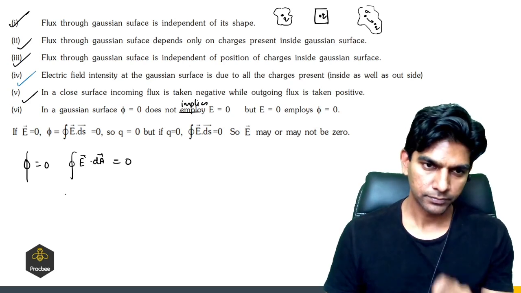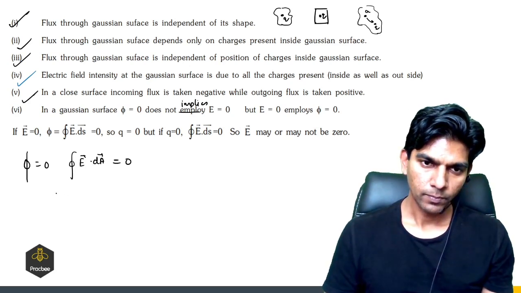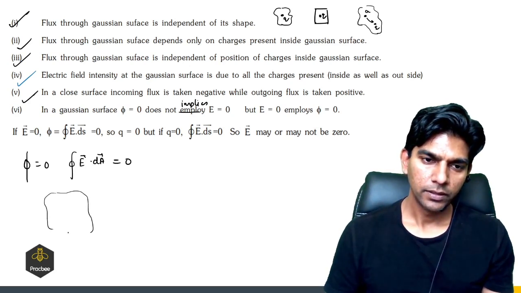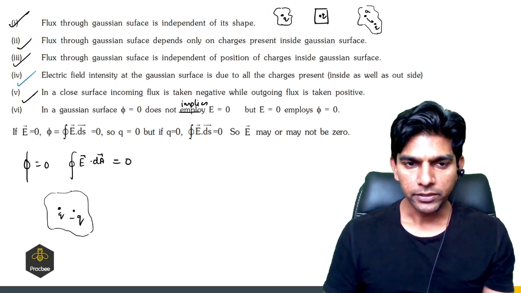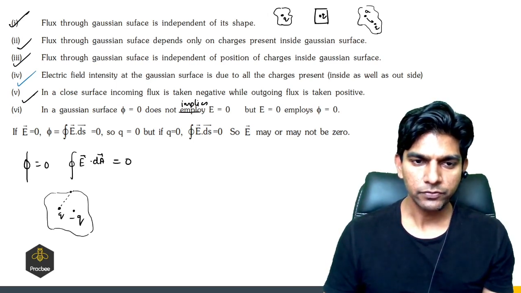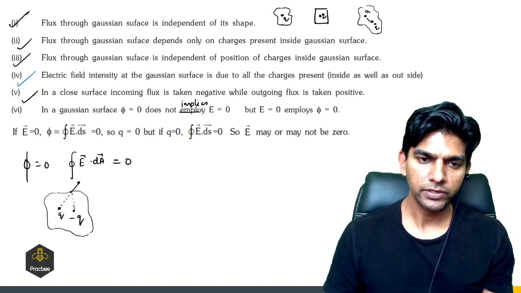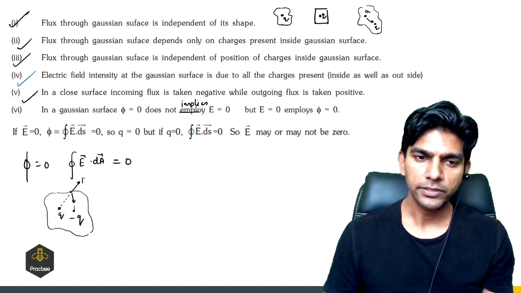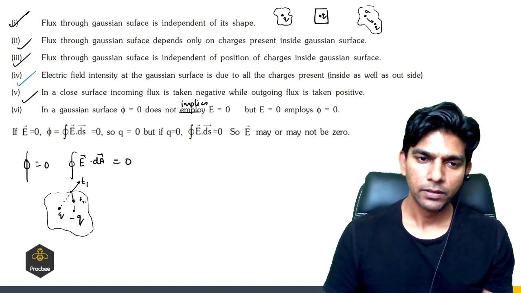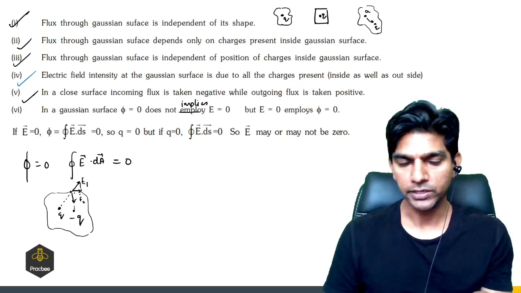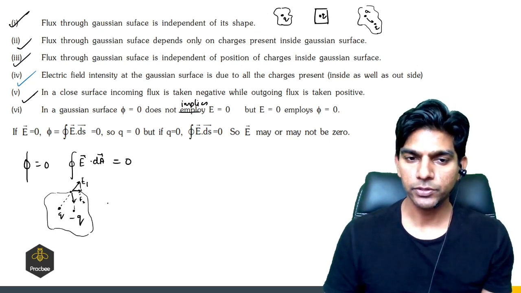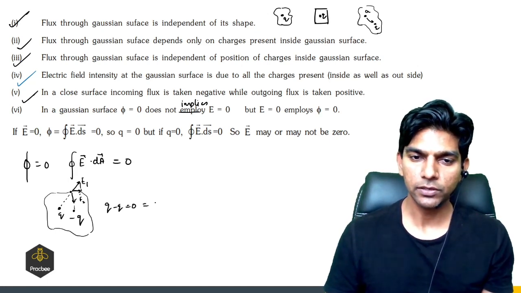For example, if there is a Gaussian surface and there is a charge plus Q and a charge minus Q. If I consider a point, at this particular point there is an electric field in this direction, and there is an electric field in this direction. So the resultant of these two fields will be somewhere in this direction, right? So at this point the field is non-zero at different points, but the flux will be zero because Q minus Q is zero, because Q enclosed is zero.